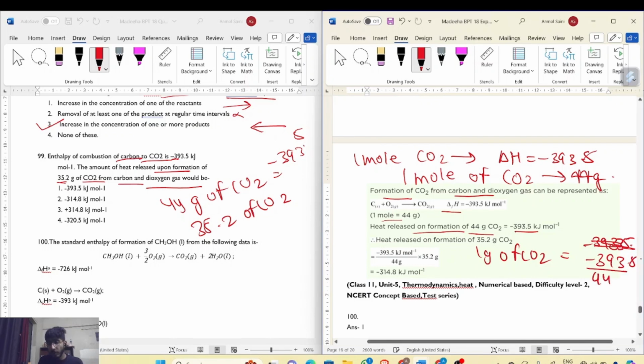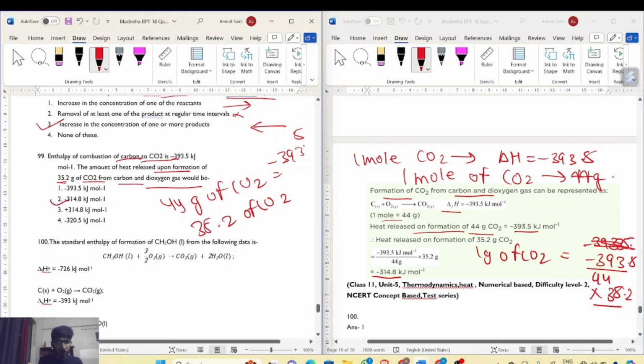So this will be equal to the heat released when 1 gram of CO2 is formed, and we have to calculate for 35.2 gram. So we can simply multiply this by 35.2 gram. This will be our heat released while forming 35.2 gram of CO2. While calculating, the answer will be minus 314.8 kilojoule per mole. So the correct answer will be option number 2.